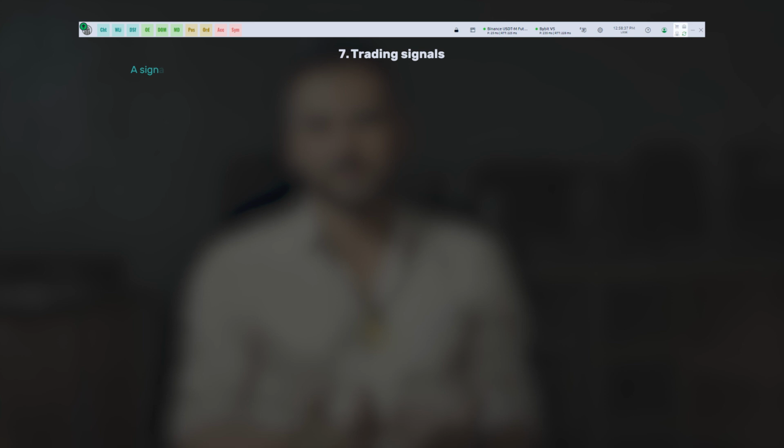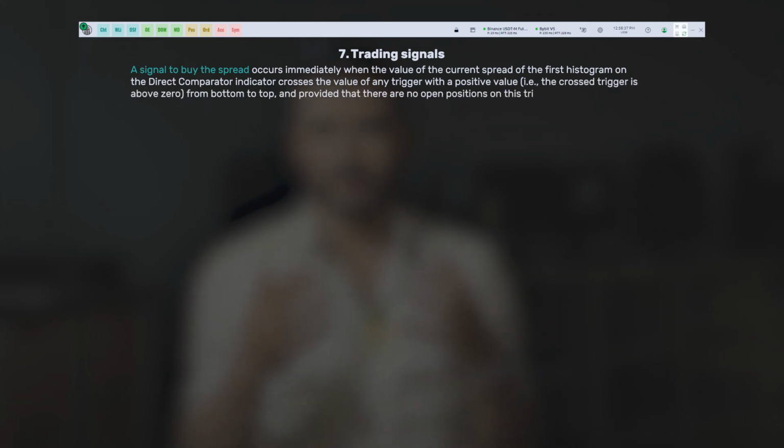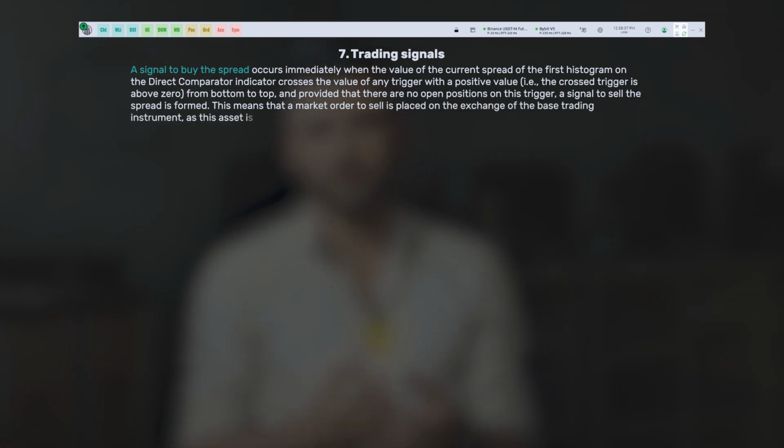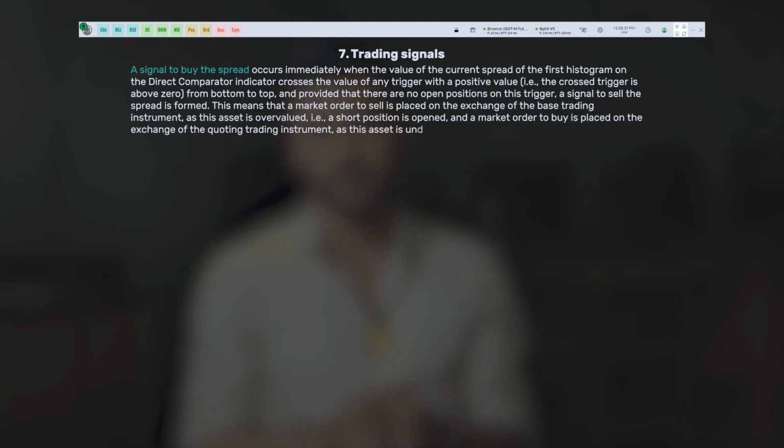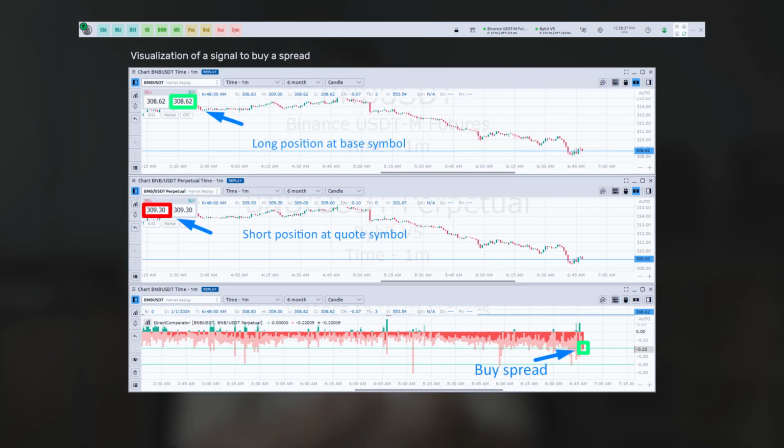My example of a buy signal. A buy signal occurs immediately when the value of the current spread of the first histogram on the direct comparator indicator crosses the value of any trigger with a positive value from bottom to top, and provided that there are no open positions on this trigger, a sell signal for the spread is formed. This means that a market order to sell is placed on the exchange of the base trading instrument. As this asset is overvalued, a short position is opened, and a market order to buy is placed on the exchange of the quoting trading instrument. As this asset is undervalued, a long position is opened.